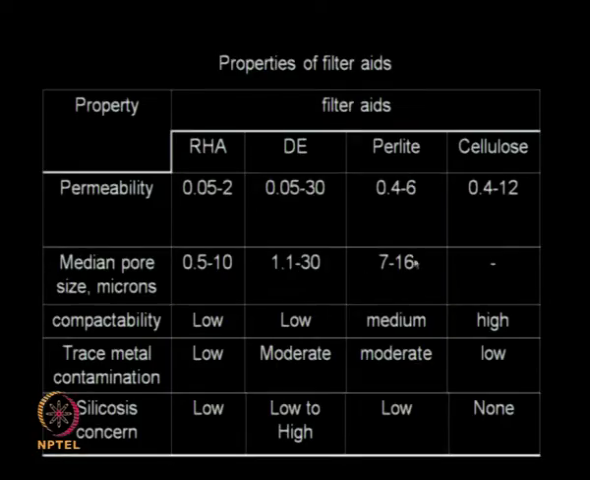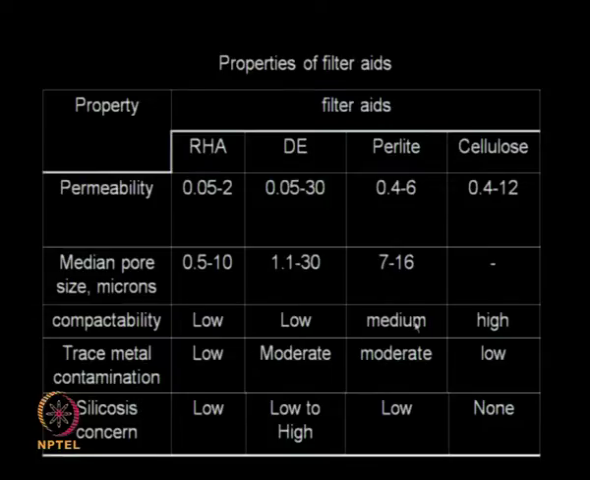What are the properties of these filter aids? They have to have certain important properties. There are different types of filter aids, and they have different permeability values. They are fit for different pore sizes in microns. They have different values of compactability or compressibility as we call it, and they have different levels of trace metal contamination, and they can lead to silicosis.